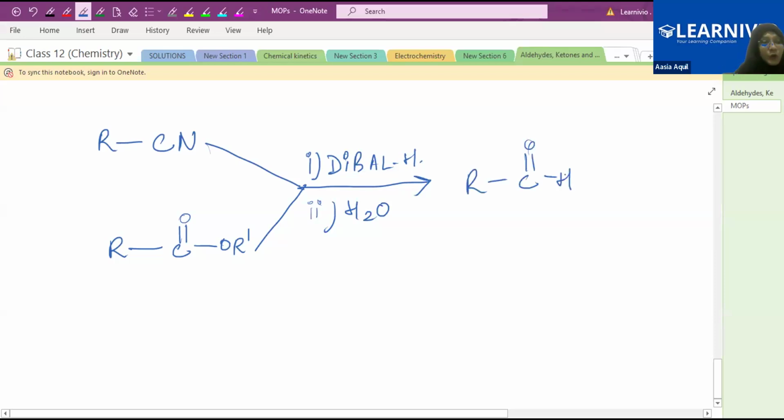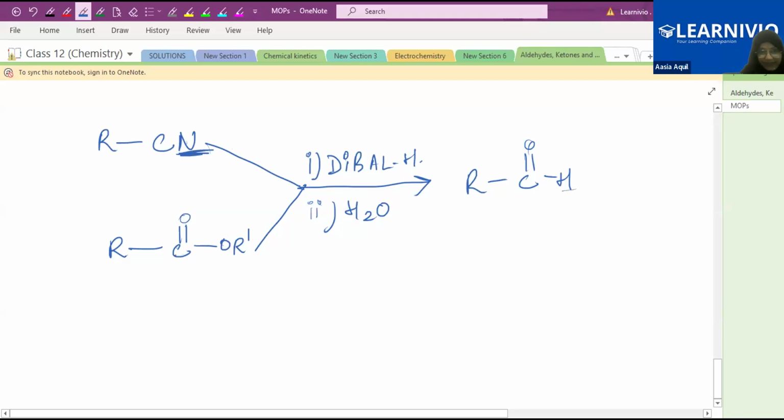So basically what you're supposed to do, I just give you a trick. When you are using DIBAL-H, this combination, just remove this nitrogen and make this an aldehyde. When you remove this nitrogen, only carbon is present, right? So you have to attach oxygen and hydrogen, OH, over here. So it will form the aldehyde. You have to only replace this nitrogen by this H and oxygen. This is what you have to do.